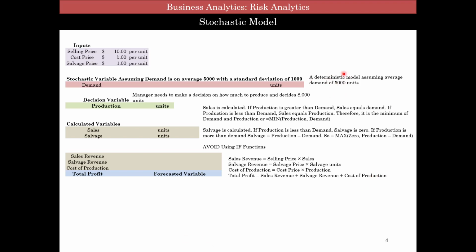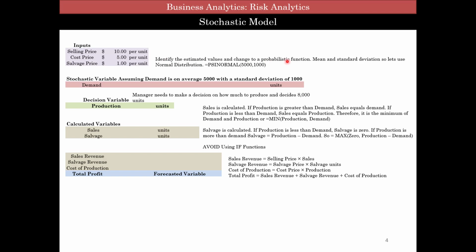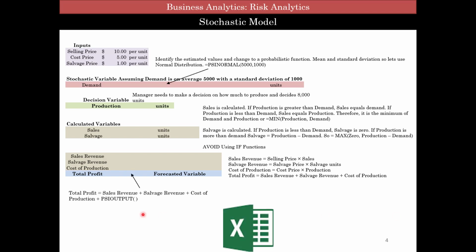So here, assuming this average 5,000 units, pay close attention to this. That goes away, and you are going to replace it with a probabilistic function. So this is an average of 5,000 and a standard deviation of 1,000, which means it's a normal distribution. Whenever you get average and standard deviation in your exams or your questions, that's a normal distribution. So PSI normal 5,000, you're going to put that here wherever you put 5,000. Also here, you're going to add PSI output. All right, so let's go to Excel.